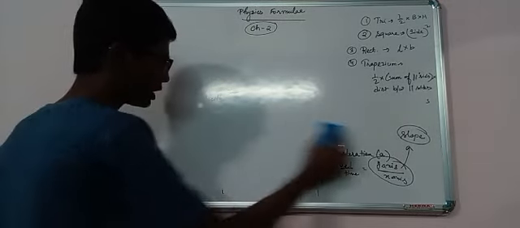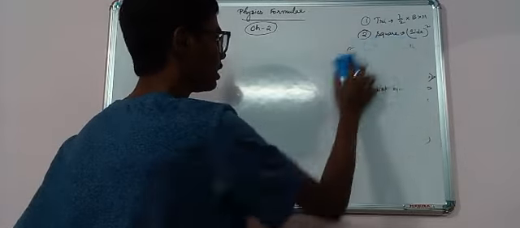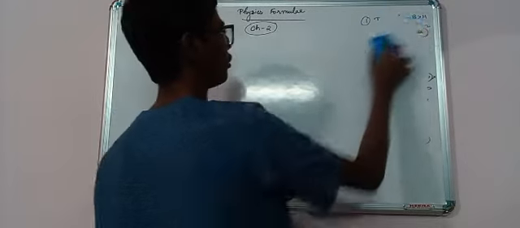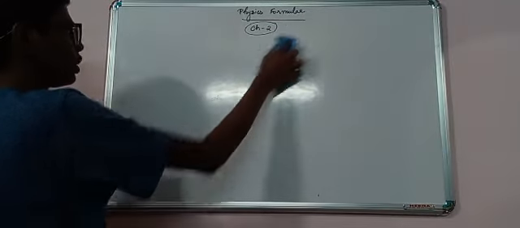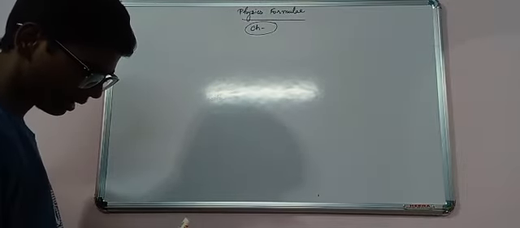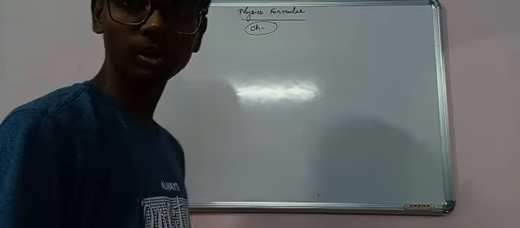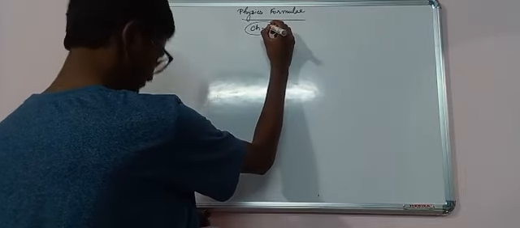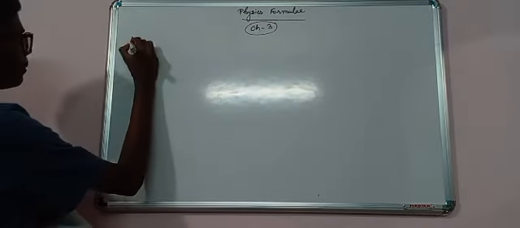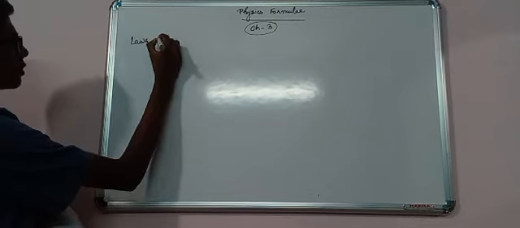Next, coming to the third chapter. In the third chapter, you have many important formulae. But out of all, I'll only talk about the important ones, only 6 here. This is chapter 3. Chapter 3 is laws of motion.